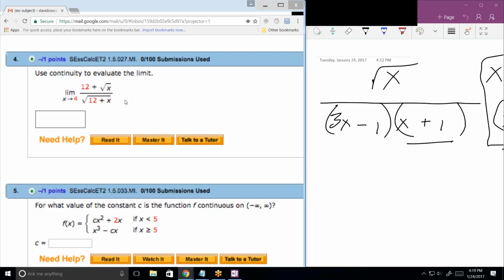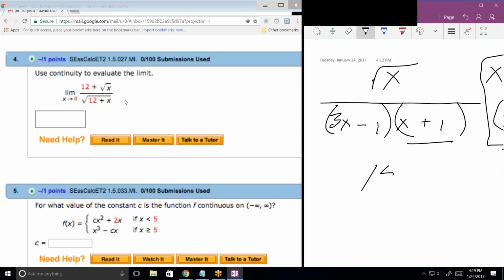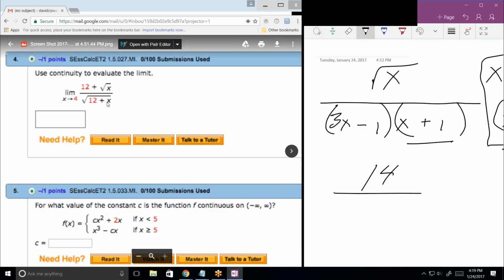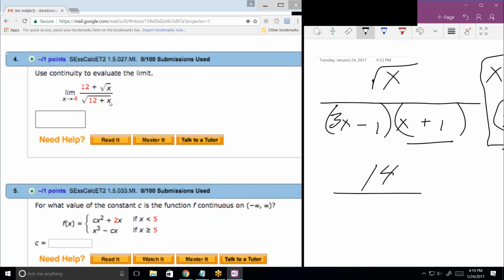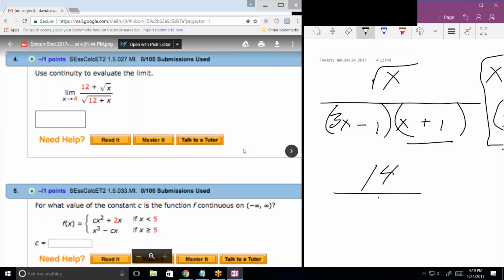The numerator is 14. The denominator is the square root of 16, right? 12 plus 4 is 16. So the denominator is 4. You always want to simplify your ratios, so 7/2. And by all means, when you put in these answers I'm giving you, let me know if I've given you the wrong one. Okay. Yeah, they've all been right.